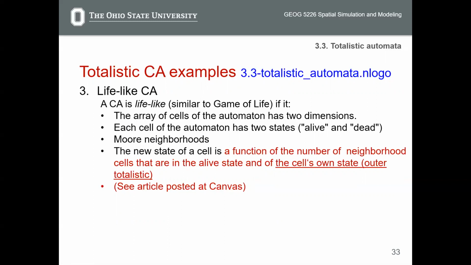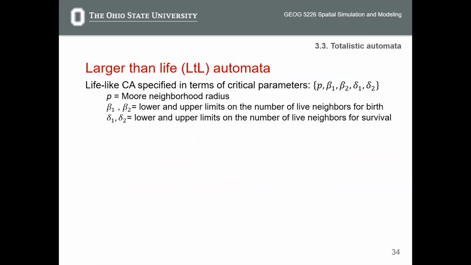If all these requirements, or conditions, are met, then this totalistic CA can be considered a lifelike CA. If you compare the Game of Life's rules to these requirements, you will see that the Game of Life is a type of lifelike CA. And we also have larger than life automata. It's called LTL. Lifelike CA is specified in terms of critical parameters. They are still lifelike CAs, but when we use different parameters to address a CA, we call it larger than life CA.